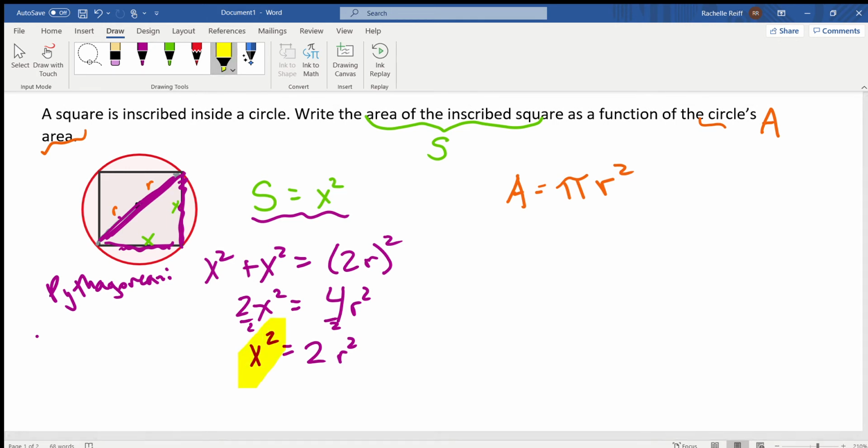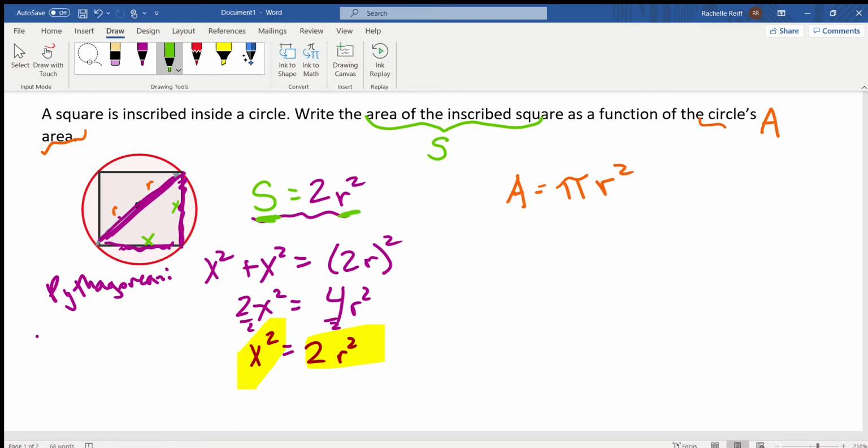So notice now, let's change that to yellow. I've got an x squared, and up here I also have an x squared. So instead of having an x squared there, since that's the same thing as 2r squared, I'm going to write this as 2r squared, right? Hey, we're doing pretty good, because now I have the area of the square, but I still have a variable, right?